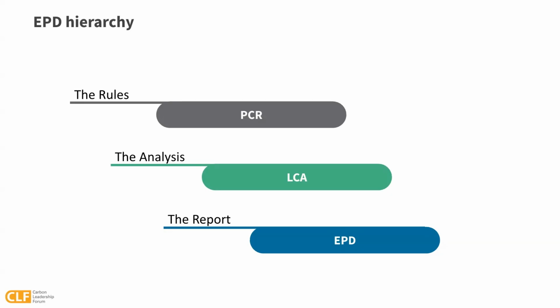PCRs, like ISO standards, are created through an open stakeholder development process, where a technical committee of experts from industry, academia, NGOs, government, and LCA practitioners use a consensus-based approach to create the PCR. PCRs are typically updated every 3 to 5 years.